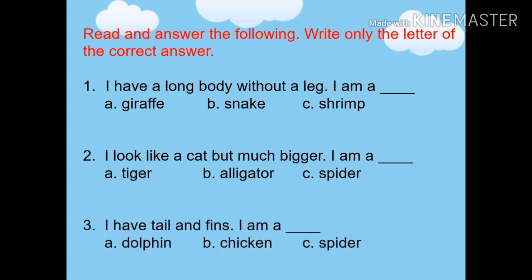Next, number 3. I have tail and fins. I am A. Dolphin, B. Chicken, C. Spider. Again, I have tail and fins. I am A. Dolphin, B. Chicken, C. Spider.